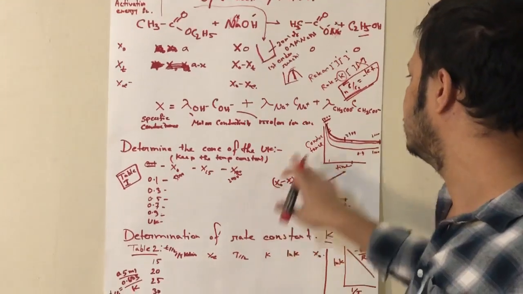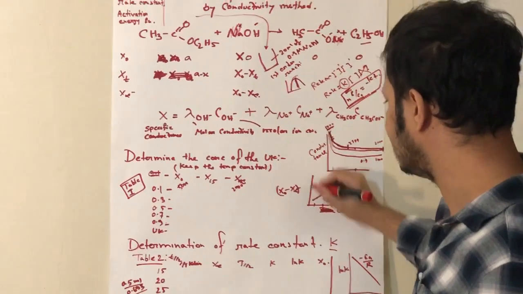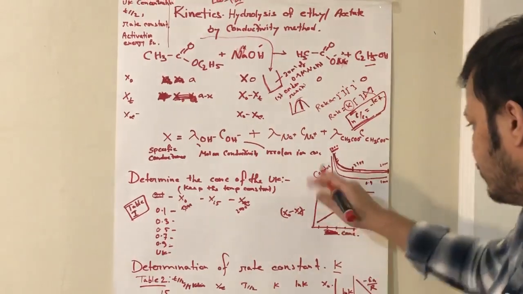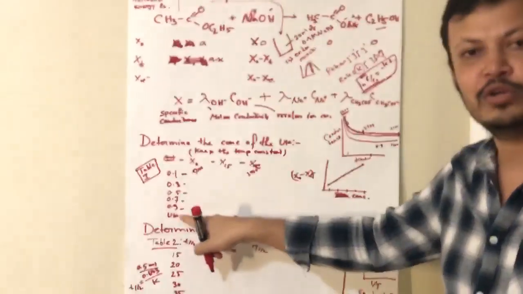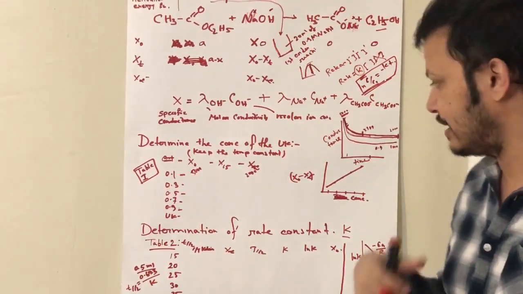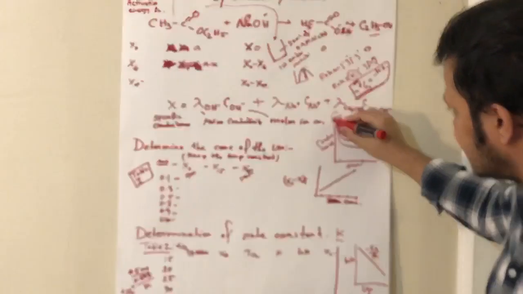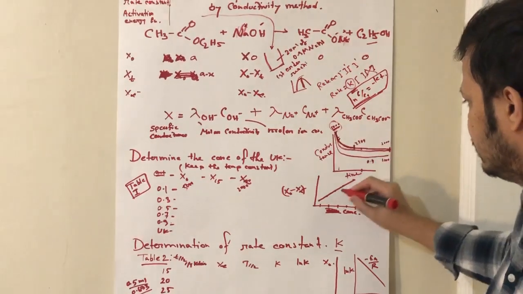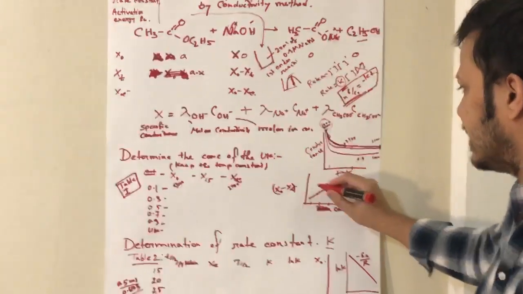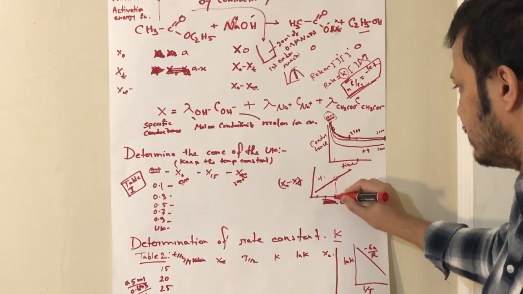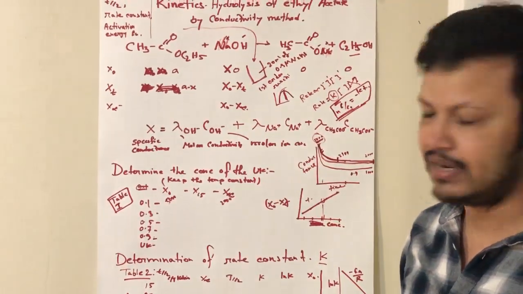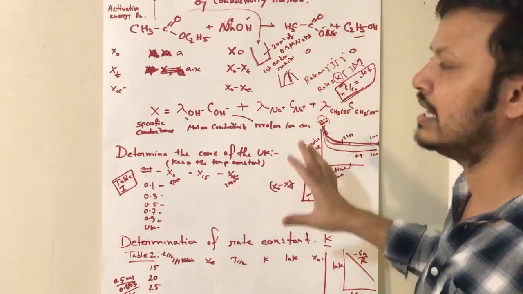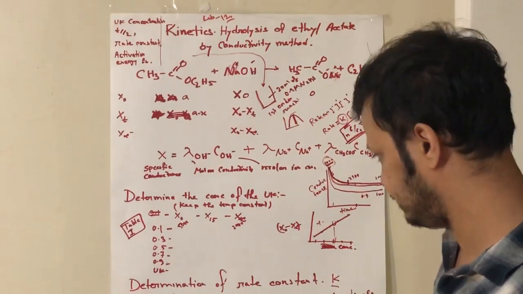This value, x naught minus x infinity, you are going to put on the y axis and concentration on the x axis. Then you are again going to put the unknown. We will give you the unknown, and you will get the same x naught and x infinity values. From that value, you can get y equals mx plus c, and from there you can find out the concentration. It's very easy, right? So you can get the concentration of the unknown by using the conductivity method.